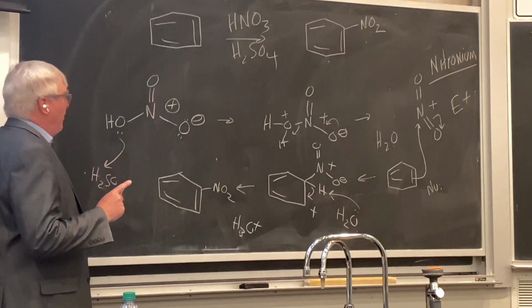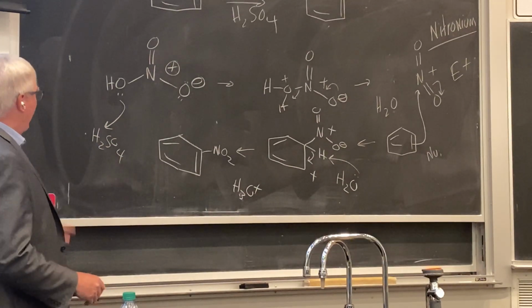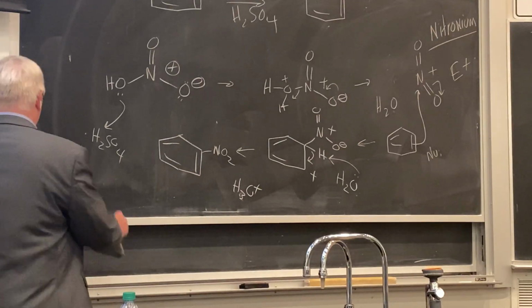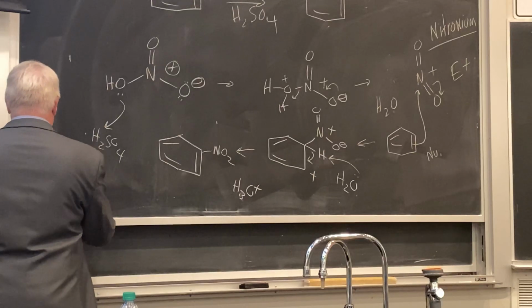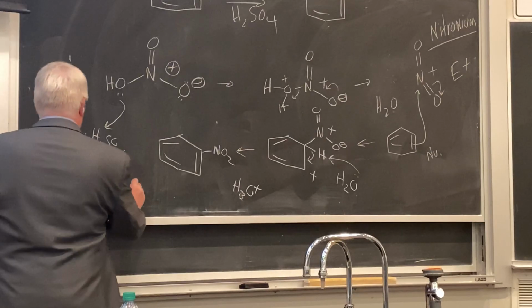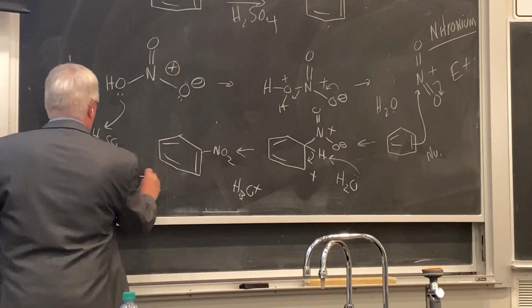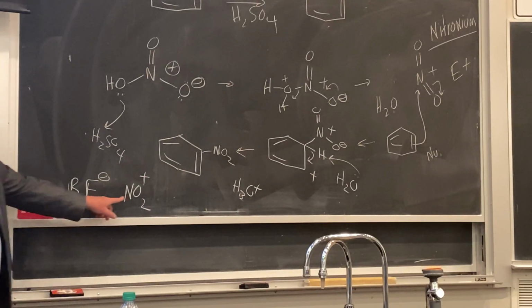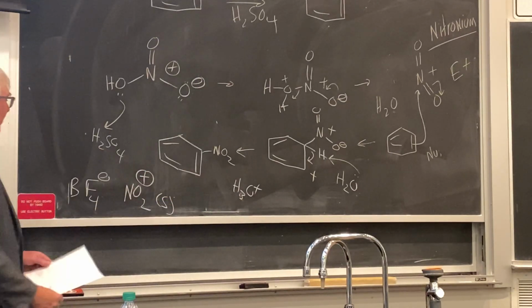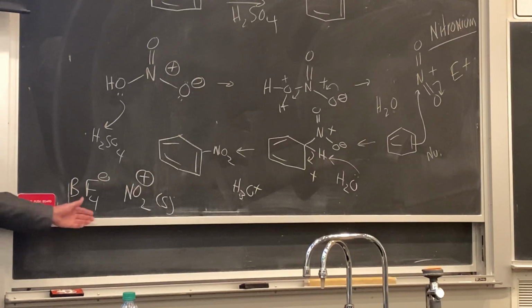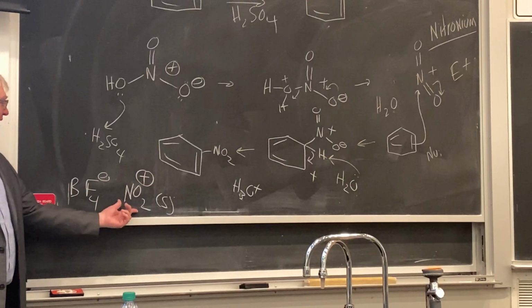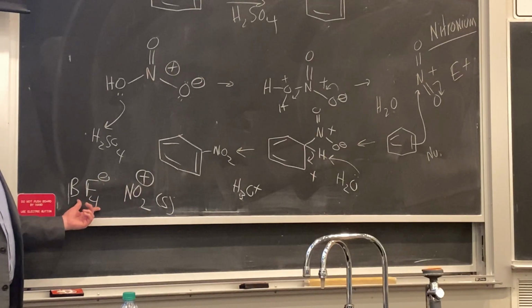There is a form of nitronium cation that is not acidic, that can be used under non-acidic conditions. And it's this right here. It's nitronium tetrafluoroborate, it's called. This is a salt material. It's a nice, well-behaved material. It's kind of expensive here. But if you want to do a nitration under non-acidic conditions, you can actually use nitronium tetrafluoroborate to do nitration.